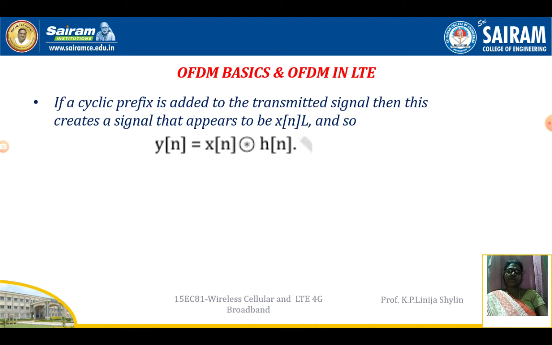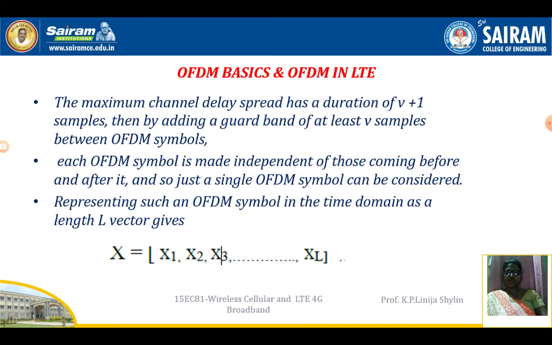Now the cyclic prefix will be added to the transmitted signal, and then it will create a signal, that is y of n. The convolution is nothing but y of n is equal to x of n circular convolution with h of n. Let us see how the circular convolution is going to be taken. Here the maximum channel delay spread has a duration of v plus 1 samples. After that we are adding a guard band of v samples between each OFDM symbol.